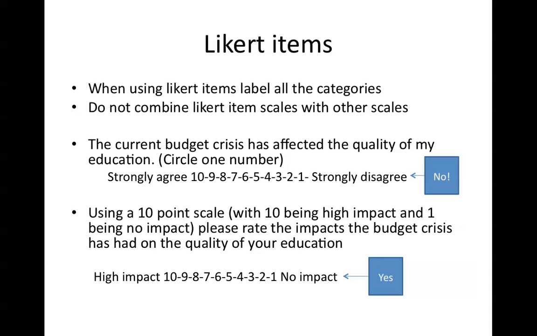One very, very important aspect about Likert scales and Likert items is that you really should not ever combine a Likert scale with other scales. Never, ever. So, for example, the current budget crisis has affected the quality of my education. Circle 1. And you have strongly agree, 10, 9, all the way down to 1, and then strongly disagree. Now, I understand what the question is getting at, but combining a Likert item, strongly agree, and another Likert item, strongly disagree, with a scale of 10 to 1 will only add confusion to the person doing the analysis, and it does make the interpretability of the response much more difficult.